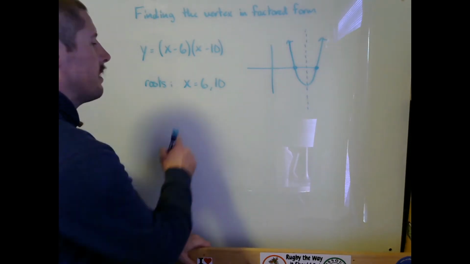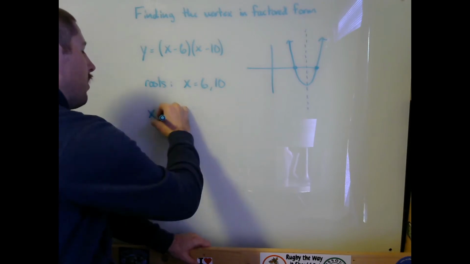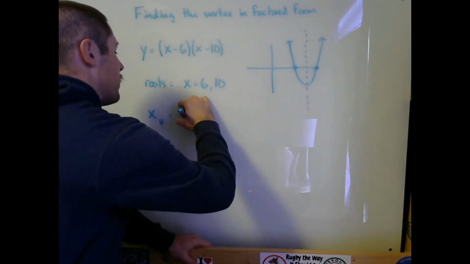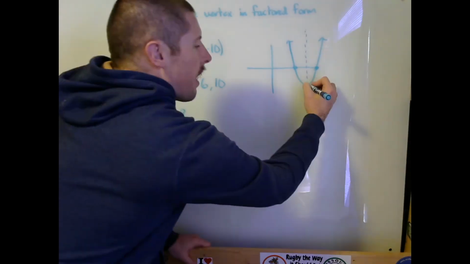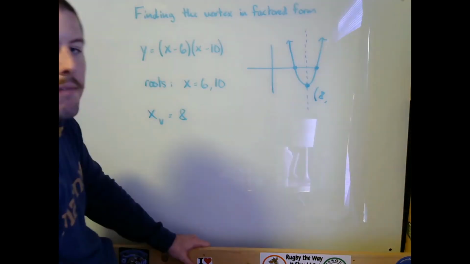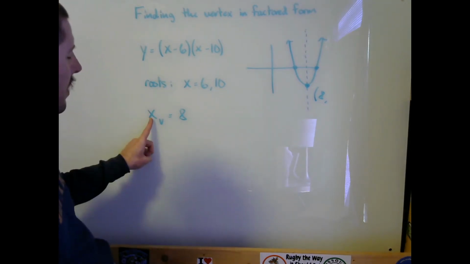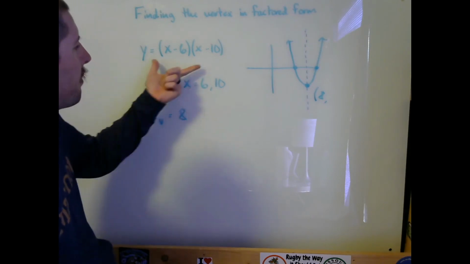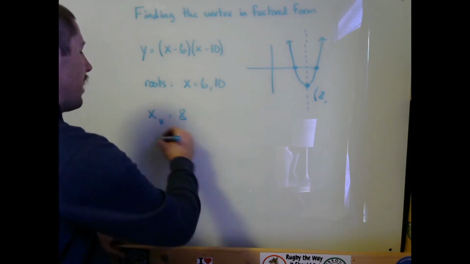Here, since I can see that the roots are at 6 and 10, I then know that the x value of the vertex has to be halfway between 6 and 10, which we can see is 8. What I'm further interested in knowing is what is the y value associated with this point. Well, since I know the x value of the vertex is 8, I can go ahead and plug that x value into my original equation and identify the y value that's associated with it.